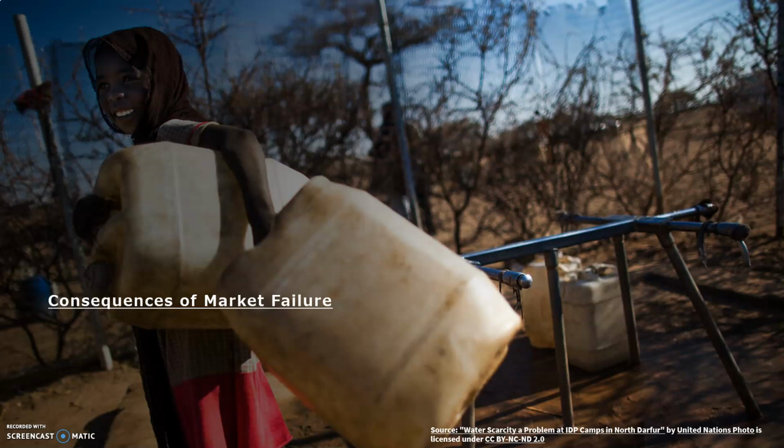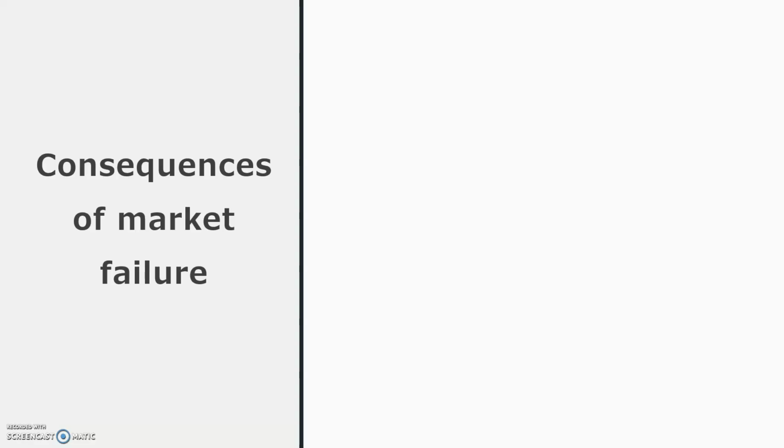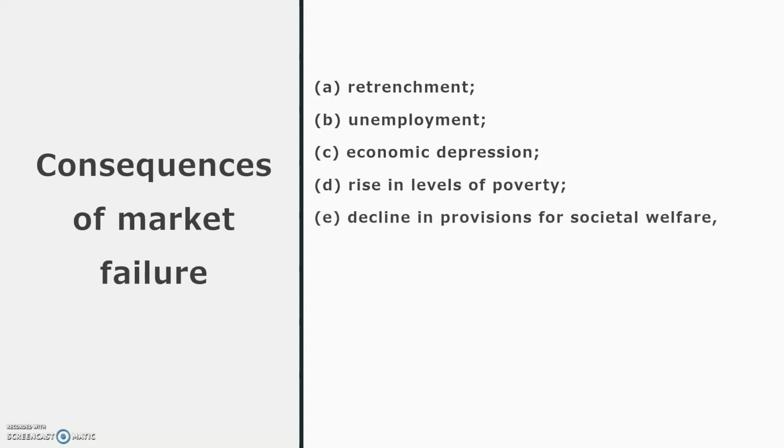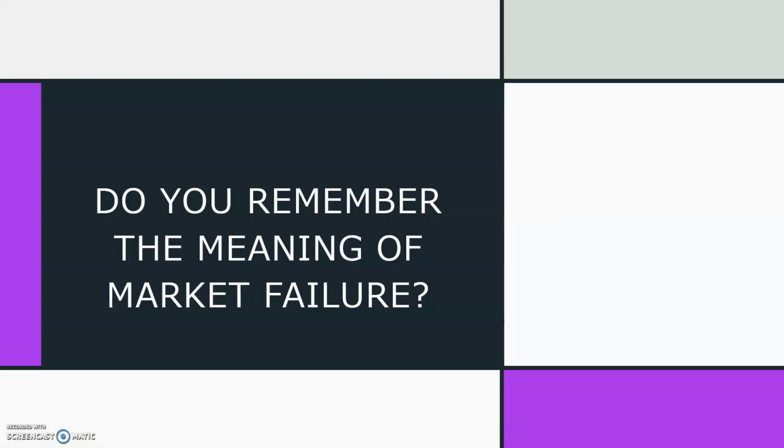Today we're looking at consequences of market failure and we're gonna get right into it. So some of the consequences of market failure which are outlined in your syllabus are appearing on my screen. We are looking at retrenchment, unemployment, economic depression, a rise in the levels of poverty, a decline in provisions for societal welfare, and also micro consequences.